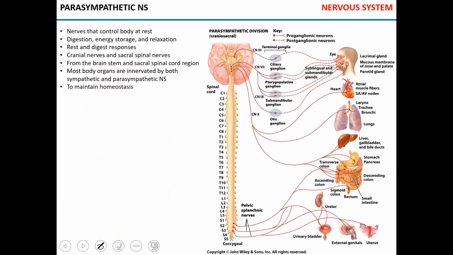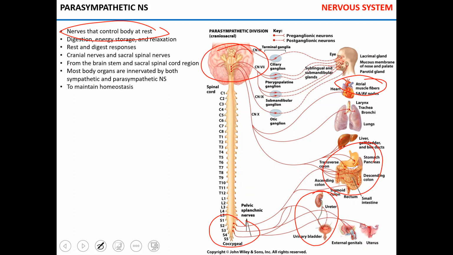Now, the parasympathetic nervous system controls the body at rest. Sometimes it is called rest and digest responses. So energy conservation, maintenance of homeostasis, energy storage, digestion, heart rate goes down, digestive activities and excretory activities go up. Nerves that are part of the parasympathetic division originate either in the cranial region, several cranial nerves originate in the brainstem, or in the sacral region.